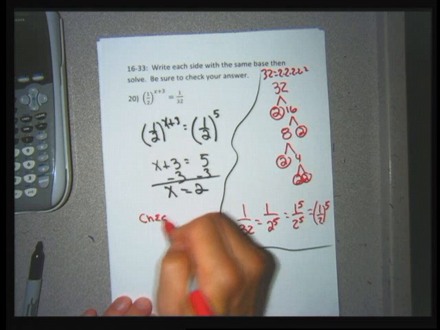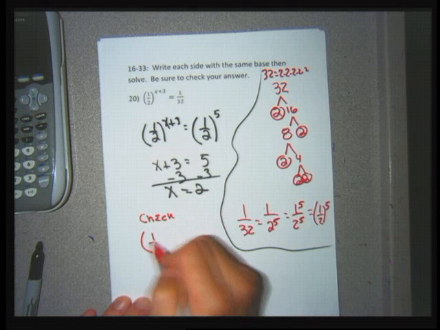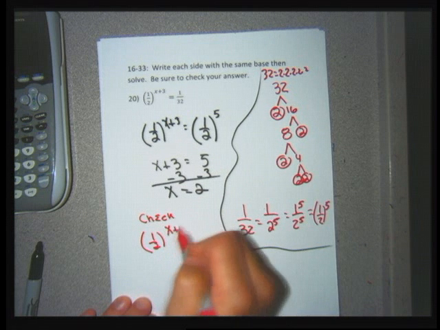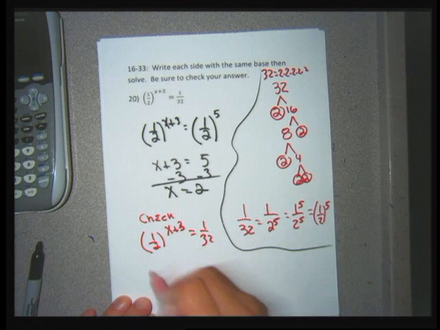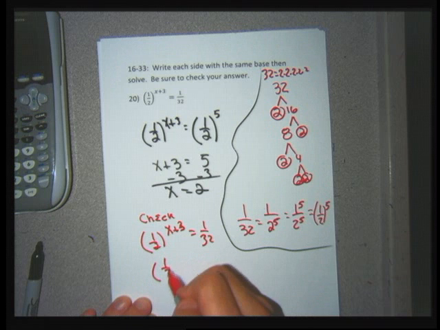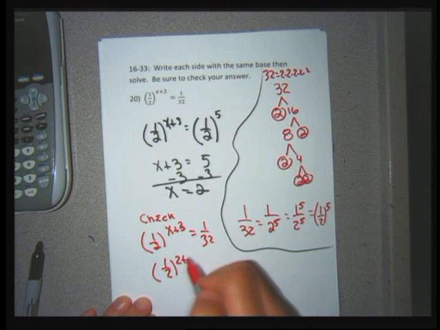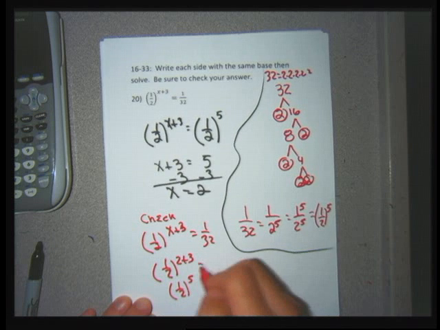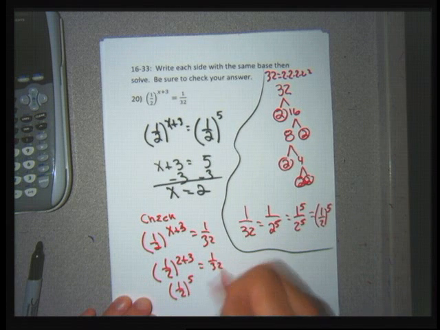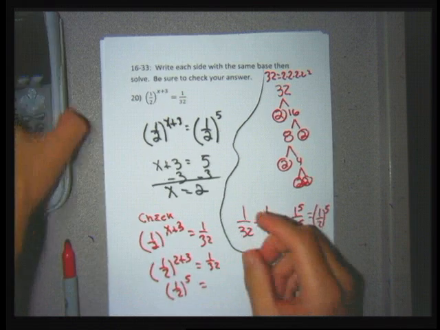So now I'm going to check this. The original problem said 1/2 to the x plus 3 equals 1 over 32. I'm going to put in 2 for the x, and then is it going to be the case that 1 over 2 to the 5th is 1 over 32? I'll do that on my calculator.